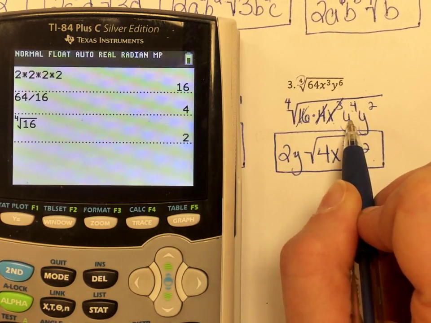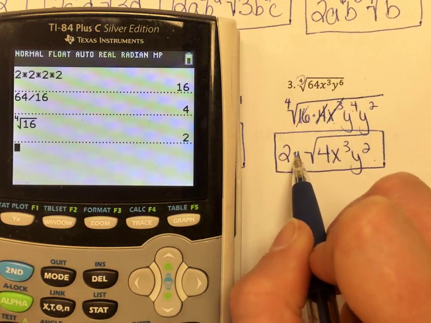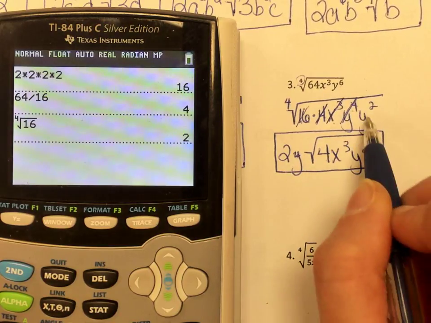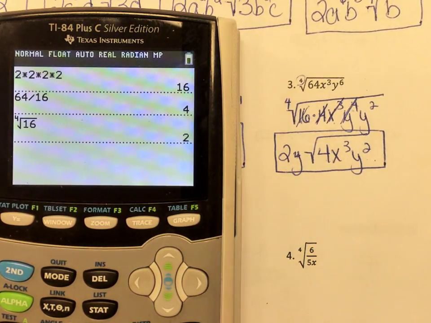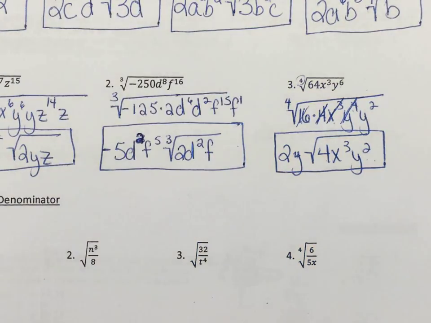Okay, what's the fourth root of y to the fourth? How do I do that? What's 4 divided by 4? 1. That's where I got y to the 1 right here. And then you bring down y squared. Are y'all okay? Yes, no, maybe?